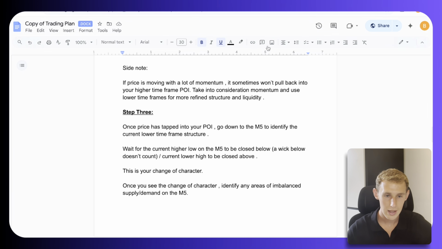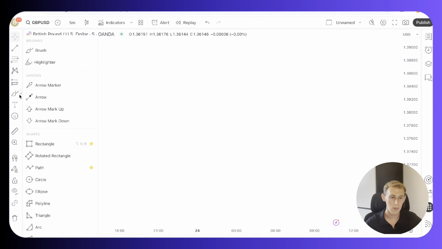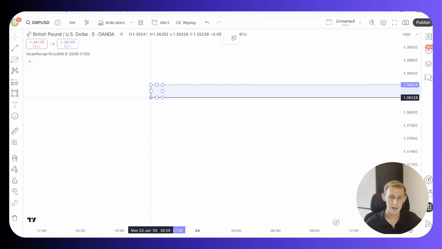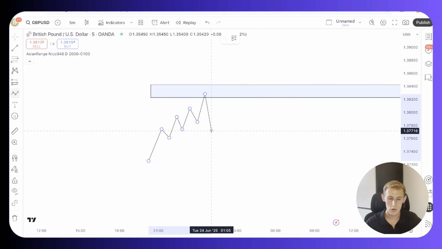So I think this is best explained via a chart example. If we bring up TradingView, essentially what I'm looking out for is, let's imagine we have a higher time frame supply. I'm waiting for price in order to sell from this supply zone. On the M5 time frame, price is going to be coming up bullish, creating higher highs and higher lows. All I'm waiting for is for price to tap into this area, create a lower low, create some imbalance, and then I'm looking to short from that imbalance.